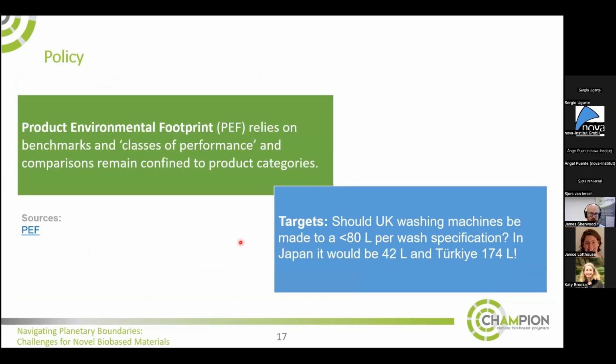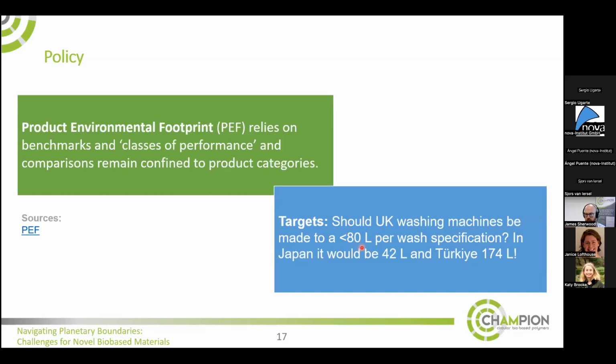So in the last minute or two, I'll just cover policies. I'm not an expert in LCA policy, but from what I understand of things like the PEF, the product environmental footprint, it's still very much in the LCA mold, using benchmarks, and we're using categories to rank compound products to other products. So we haven't rid ourselves of these comparisons. In terms of targets, now you can imagine, maybe in the future that we start to set targets on products, especially. So product manufacturers would have to make washing machines for the UK market using no more than 80 litres of water per wash.